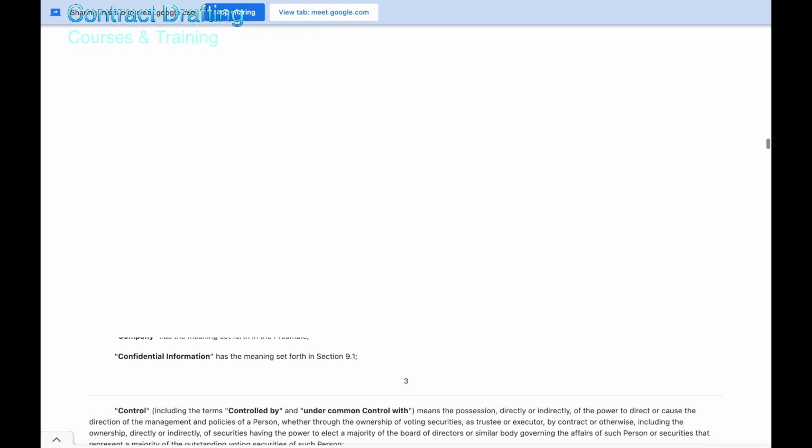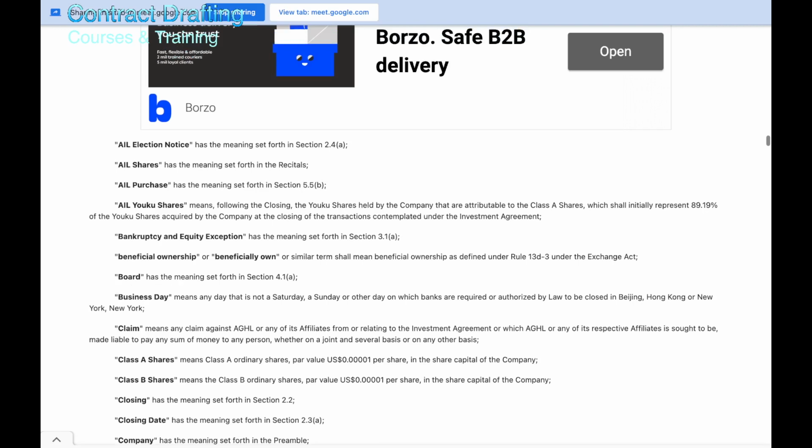So here is the AIL shares. AIL shares has the meaning set forth in the recitals. But when you see all other definitions, they have a definition under a particular section of this contract or under a different document. So, for example, when they are saying AIL UQ shares means following the closing the UQ shares held by the company that are attributable to Class A shares.